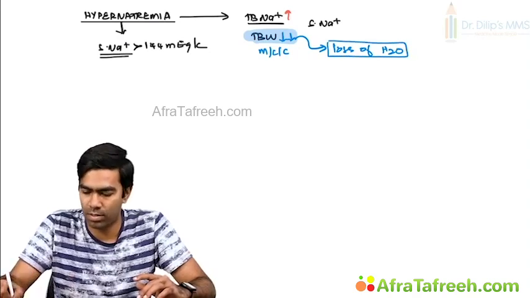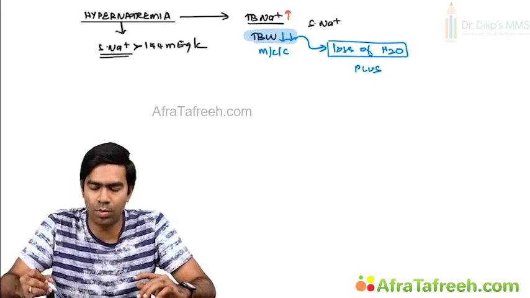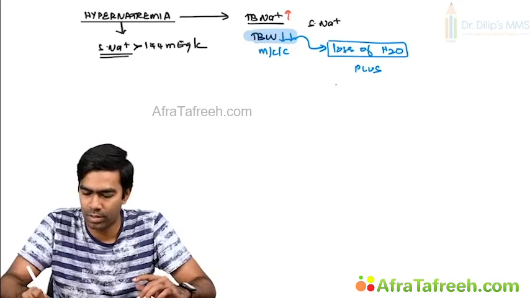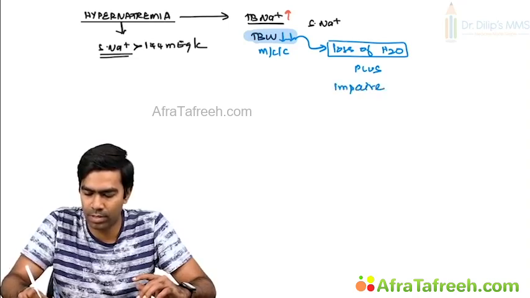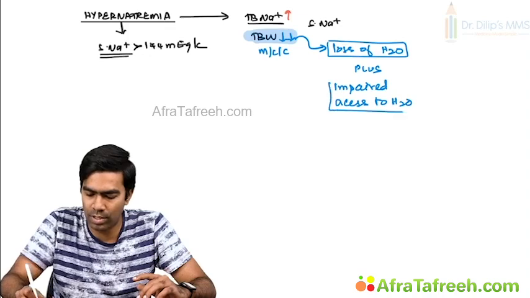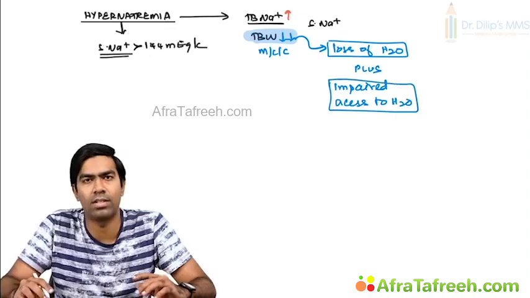So this loss of total body water could be due to loss of water from the system, or it could be due to impaired accessibility to water. So usually hypernatremia will result as a combination of both.